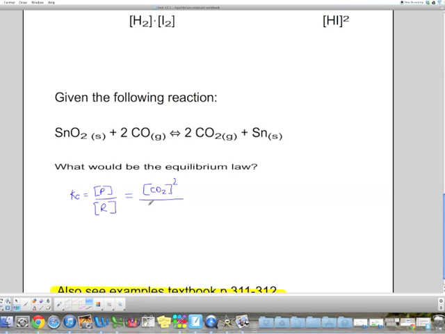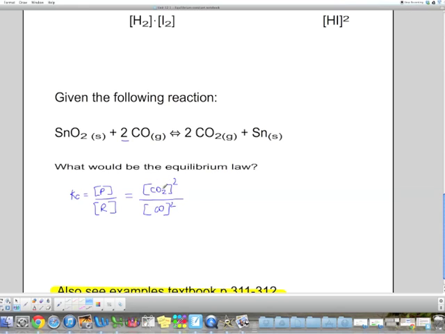Over the concentration of my reactants. In this case, this one being a solid, I don't take it into consideration in the calculation of the constant because, again, it cannot be expressed as a concentration. So I'm only looking at this one. So the concentration of CO squared, because of the coefficient over here. So that would be the equilibrium law.